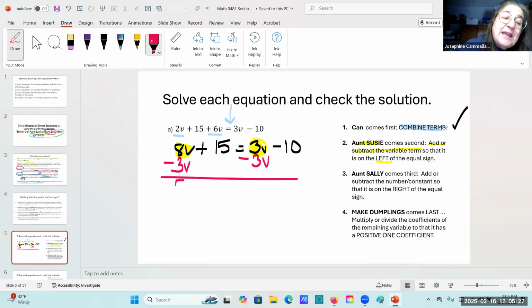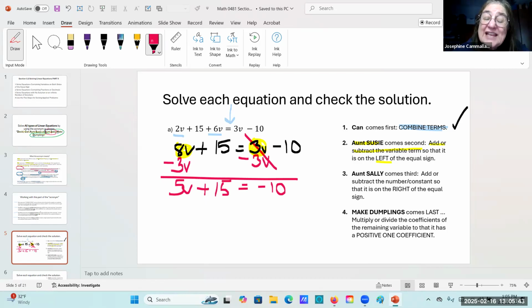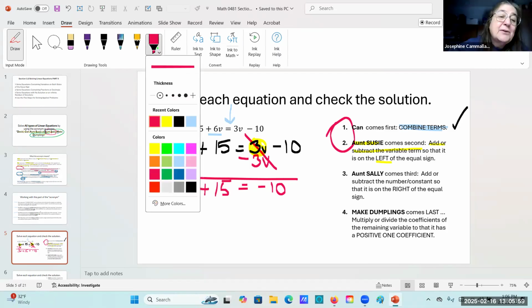And this will give me 5v plus 15. Now notice there's no more v's on the right. I only have one v and it's on the left. And this is equal to negative 10. This is where we started in section 3.1. We just have these two new steps that we're adding, but it's knowing to do those first.